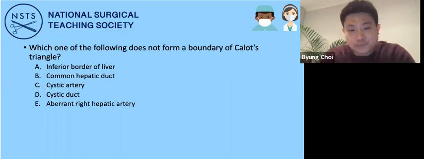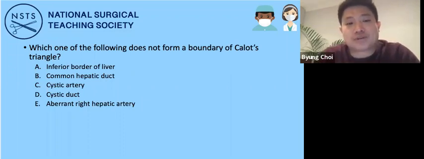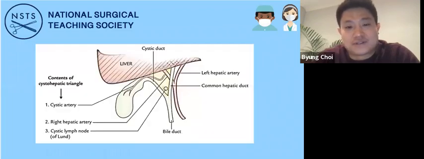Okay, so a bit more simple on the spectrum of MRCS Part A questions, but the answer is C, the cystic artery. And I'm sure you're all aware that Calot's triangle in dissection of the gallbladder in a lap chole, you identify it to visualize and identify the cystic artery essentially. And so by definition, it wouldn't form a boundary. And I'm sure you can see from this image that it visualizes that nicely.